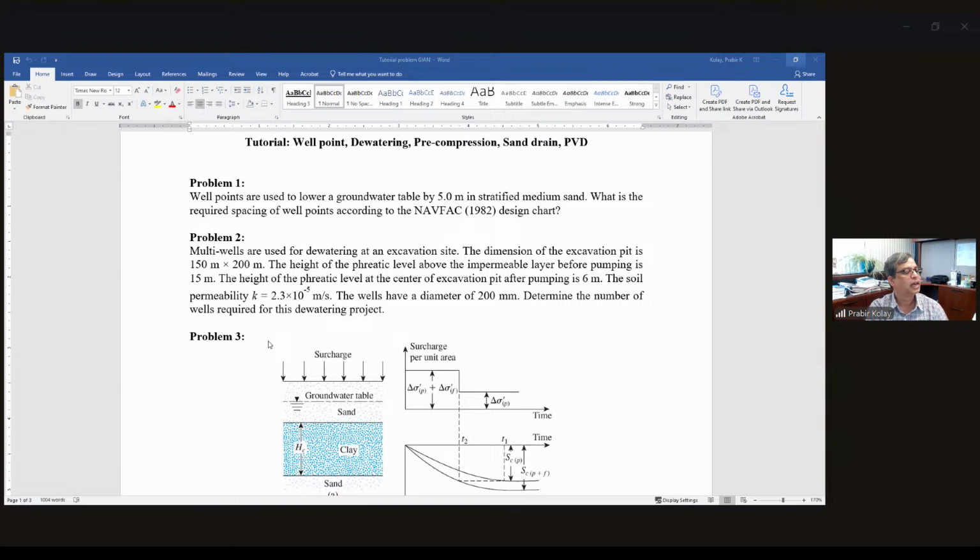The second problem is basically that multi-wells are used for dewatering an excavation site. The dimensions of the excavation pit are given as 125 and 200 meters. The height of the phreatic line above the impermeable layer before pumping is given. The height of the phreatic level at the center of the excavation pit after pumping is 6 meters. The permeability of the soil and the well diameter are given. You need to determine the number of wells required for this dewatering project.